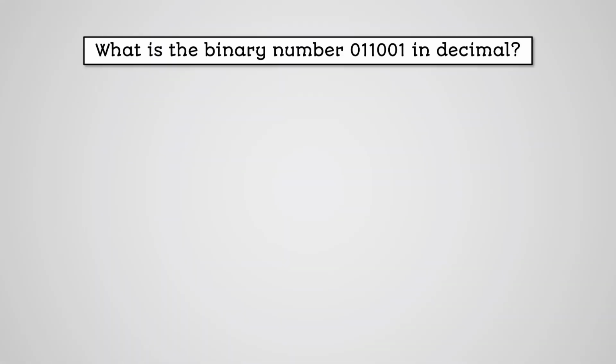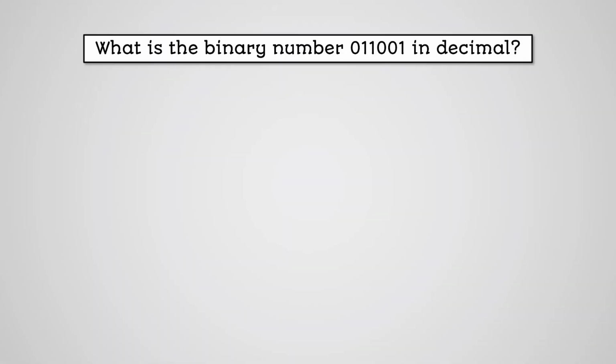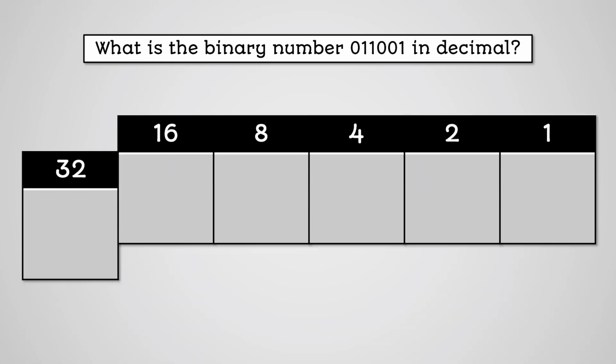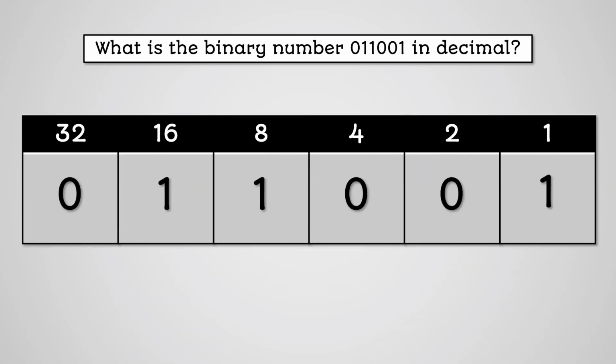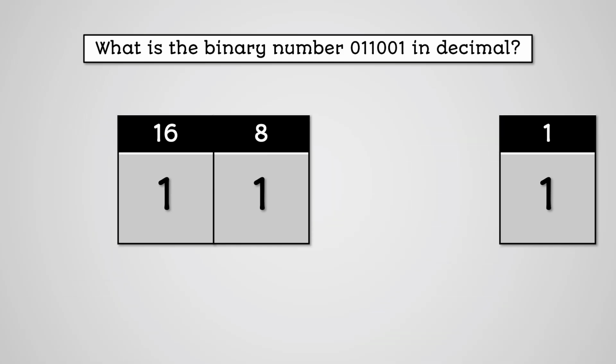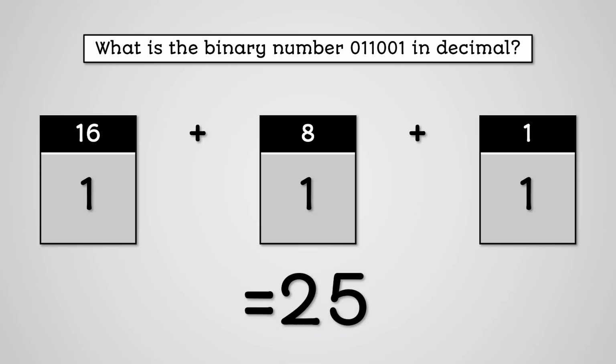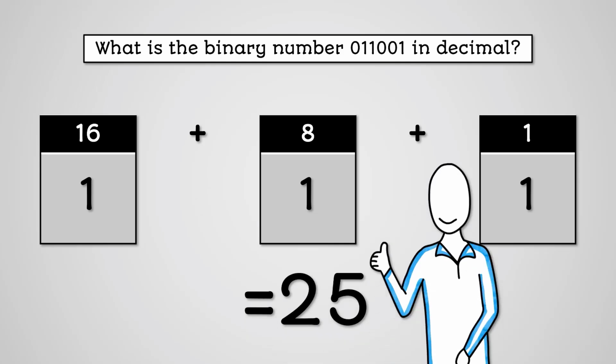Let's take the number 25 again. In 6-bit binary, we saw that this is 011001. We'll start by drawing out our columns and putting our binary number into them. To convert this back into decimal, we need to work out which columns have a 1 in them, and then we simply need to add up these column heading values. 16 plus 8 plus 1 equals 25, and that's all it takes.